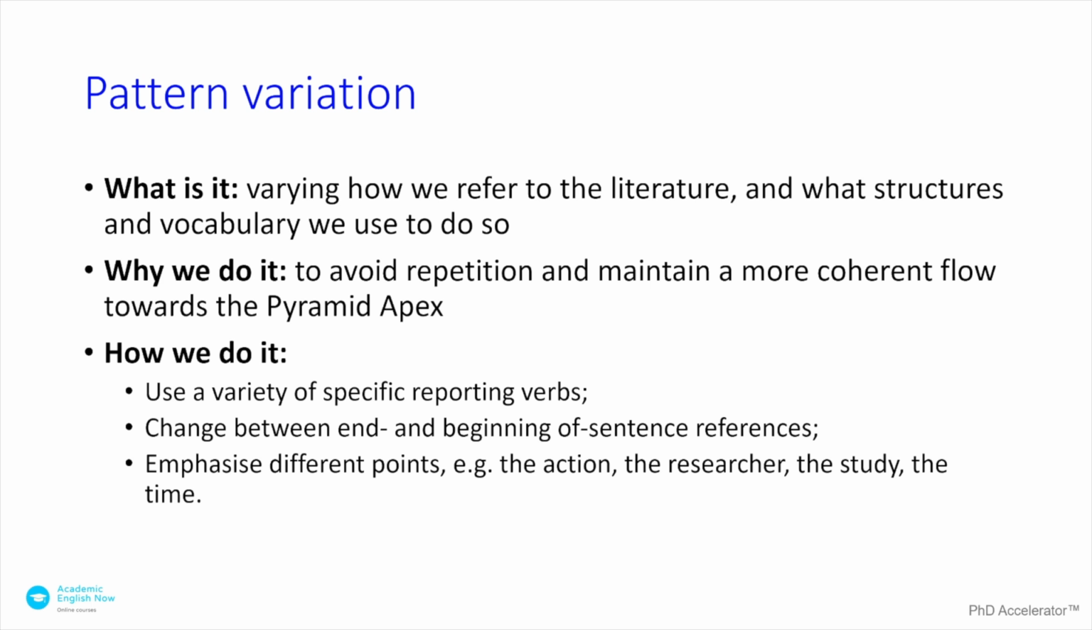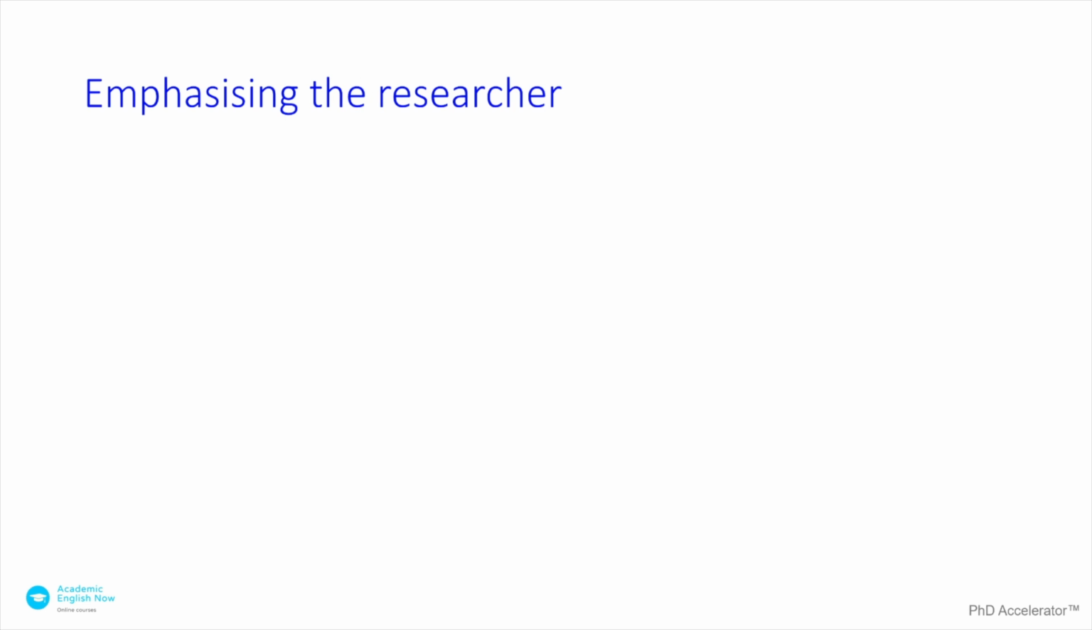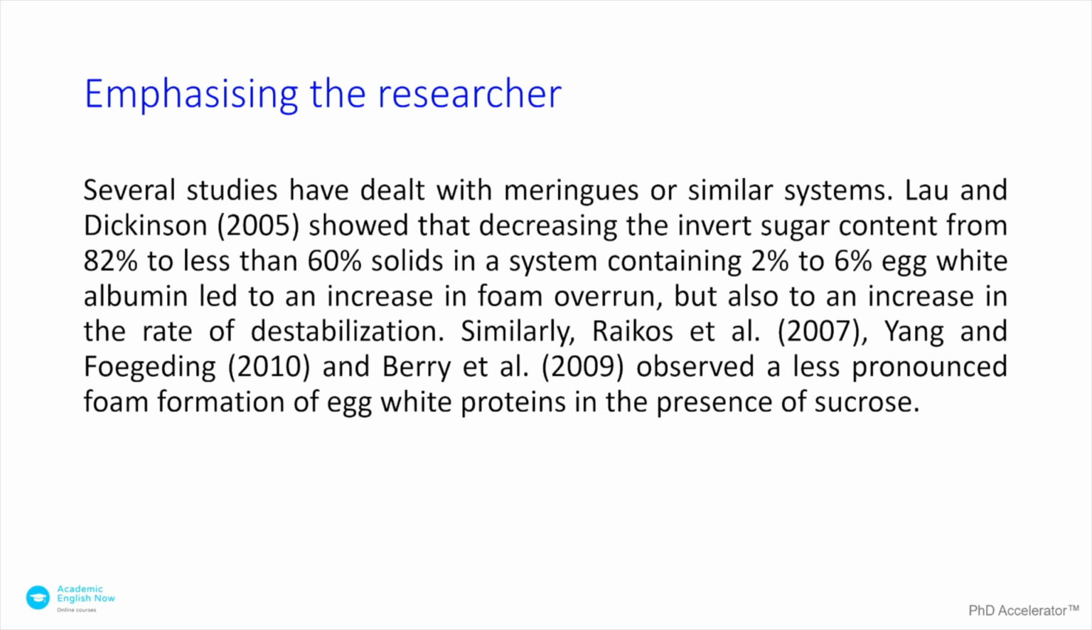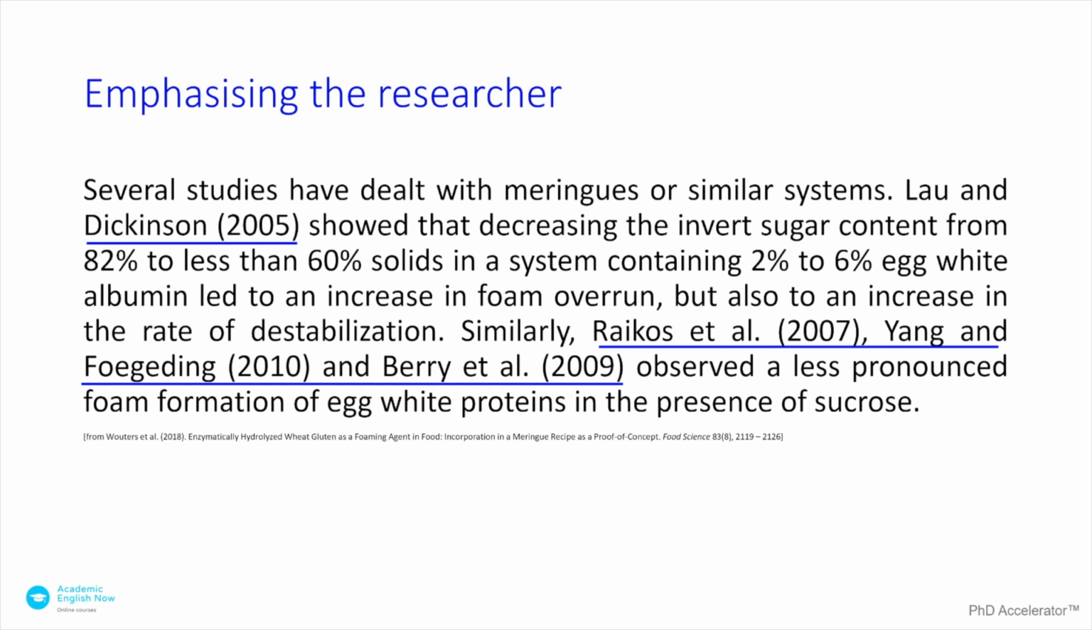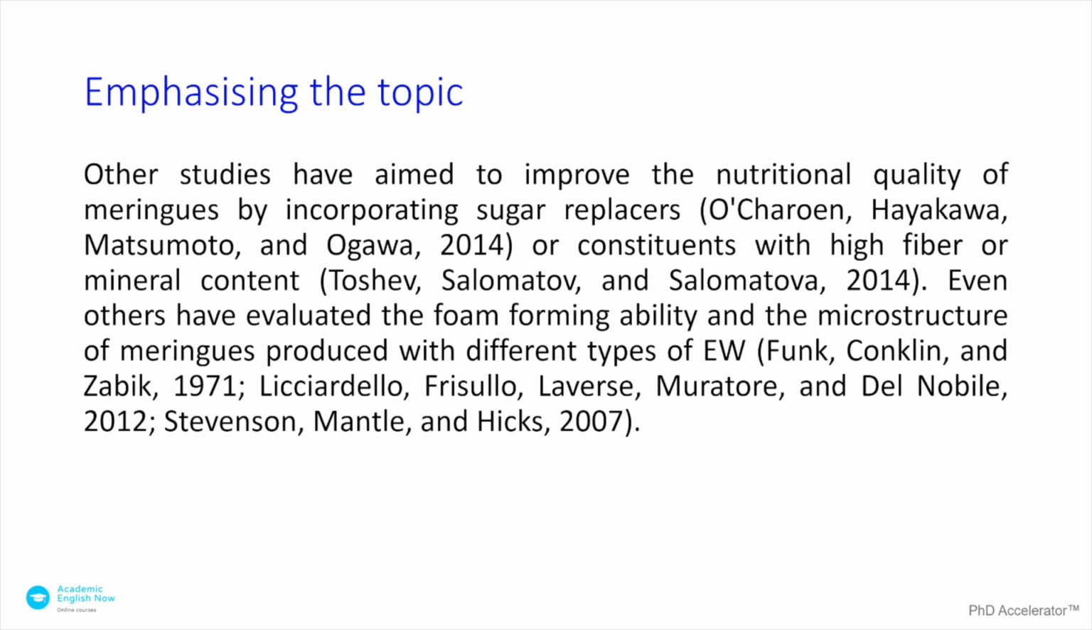So perhaps this sounds a little bit theoretical and not practical enough. So I just want to show you a couple of examples of how this actually works in practice. So first of all, here you can emphasize the researcher. So here's an example from a text. And you can see that the sentences start with the writers, right? The authors, the researchers, right? And that places more emphasis on the researchers.